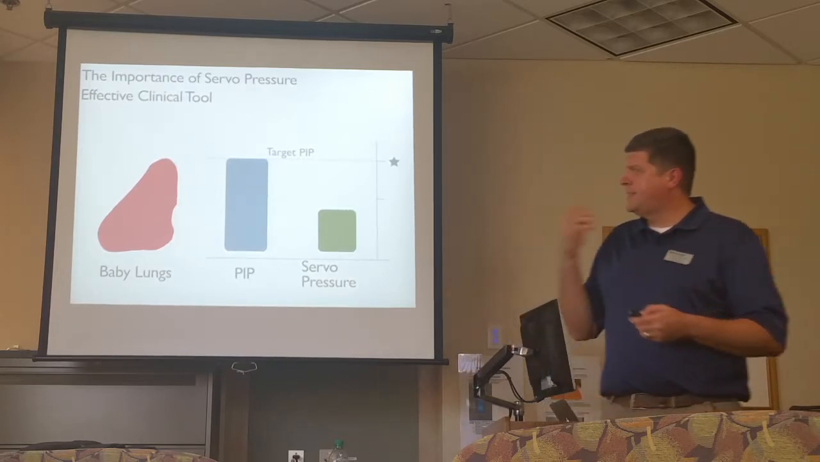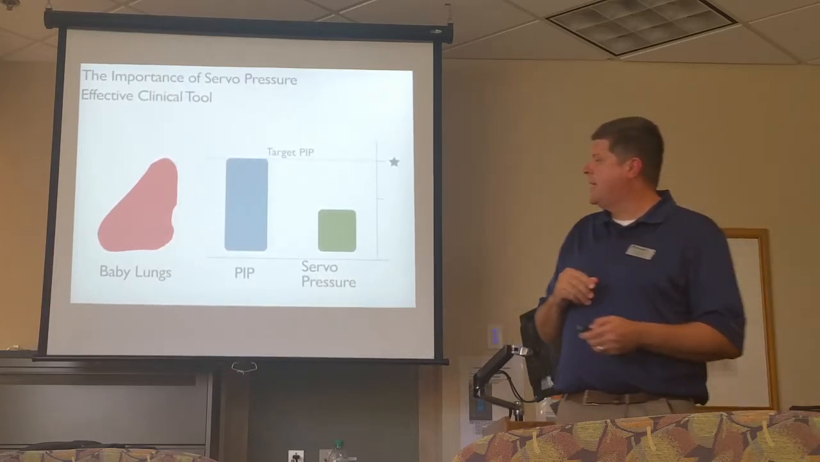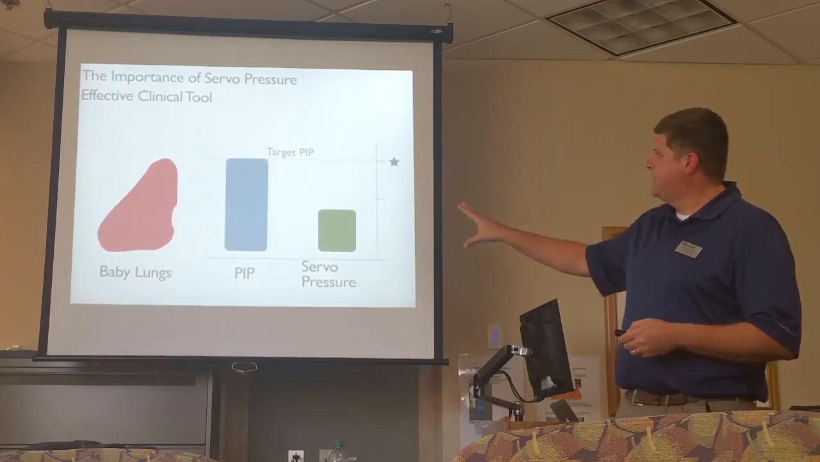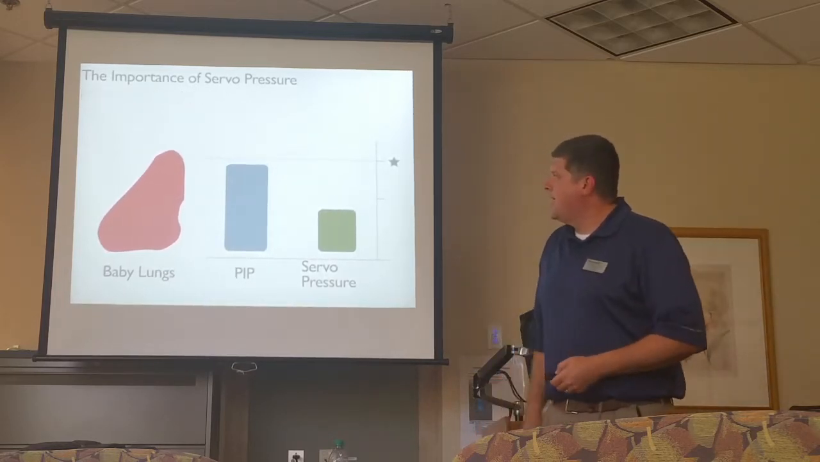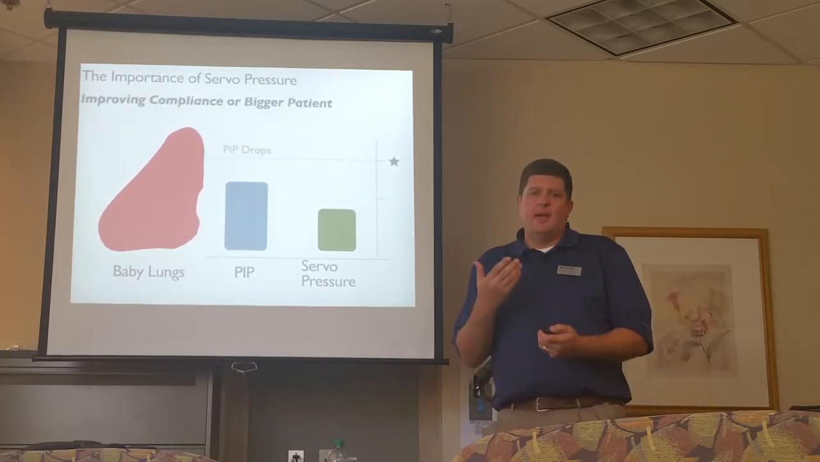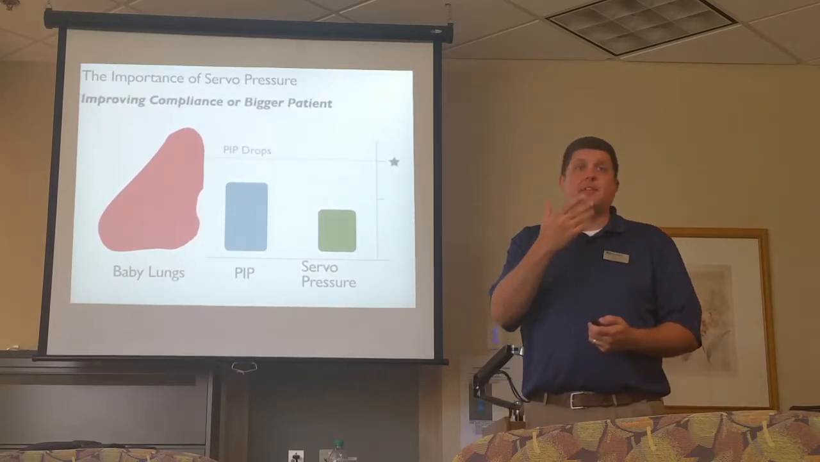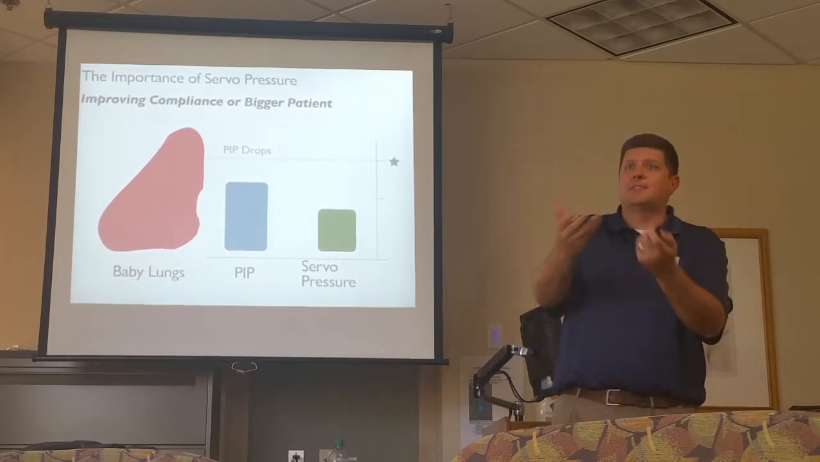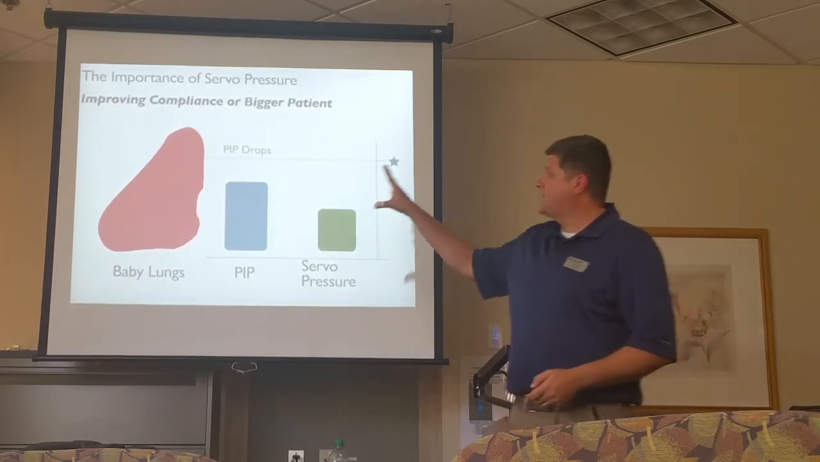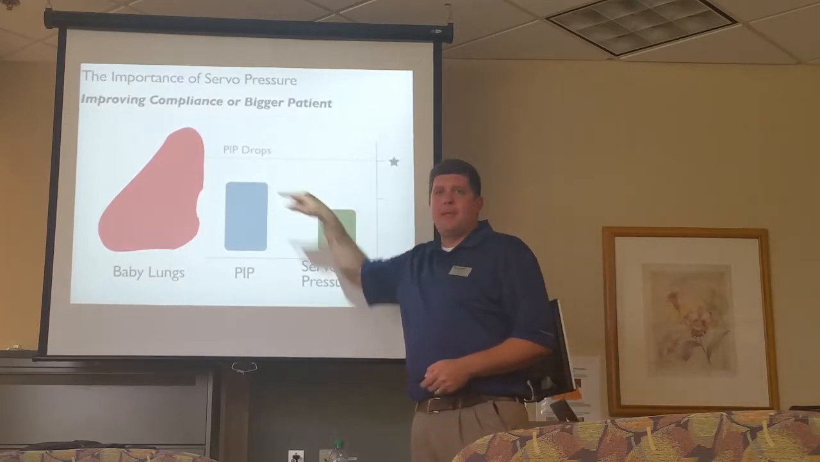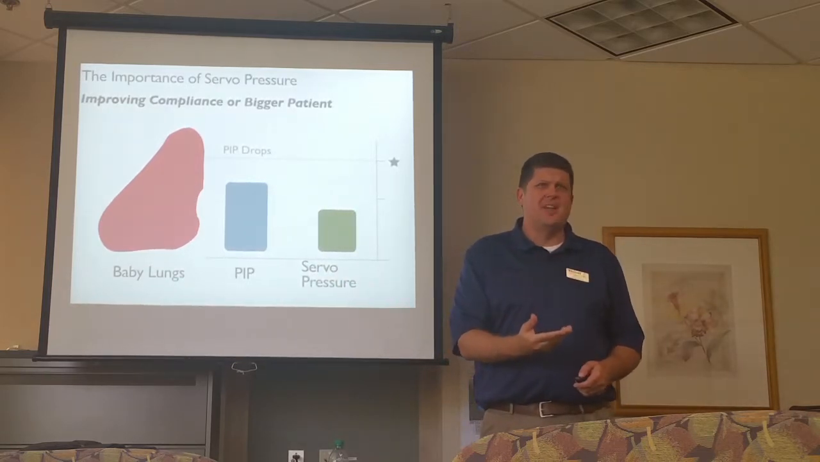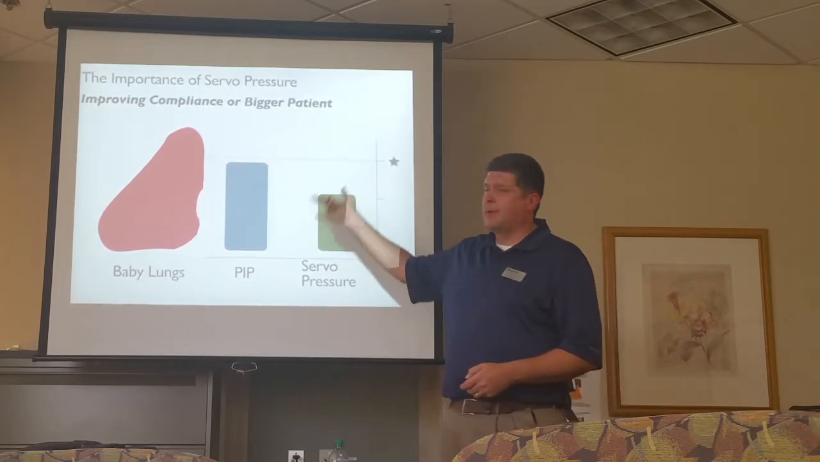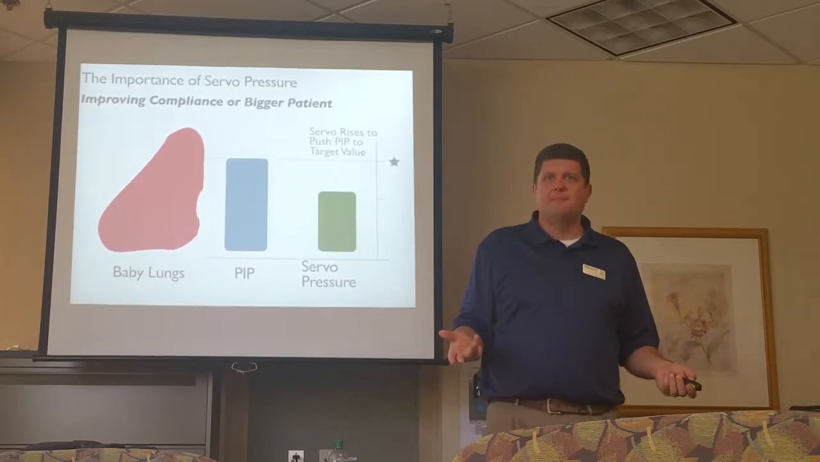So I kind of did this graph many years ago to kind of put it in perspective. There's my current baby's lungs, and there's my target PIP. If I have improving compliance, maybe I did some lung recruitment maneuvers and the lungs have gotten better. Maybe I gave surfactant, something along those lines. As lung compliance improves, initially your PIP drops because the given flow is not enough. But then the servo pressure will go up to bring the PIP back up to where it's supposed to be.